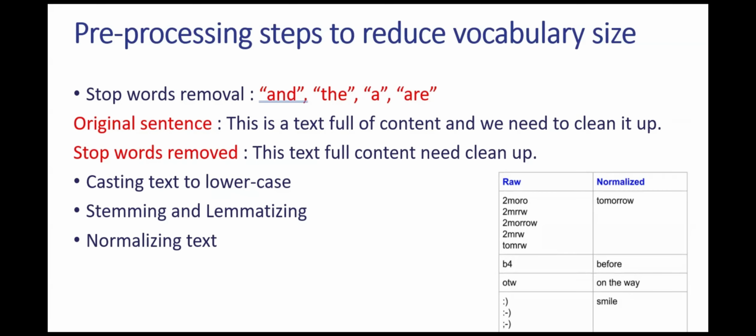So it's just another way in which we can essentially standardize the different variations of the words. So for example, over here, we can see that there are all of these different spellings like tomorrow, tomorrow, tomorrow, tomorrow, tomorrow, but they all mean the same thing, which is just tomorrow. Before, which is how you would write it in text, the normalized word is just before. OTW is converted into the normalized form on the way. These emotes are then converted into just the original word, which is just a smile.